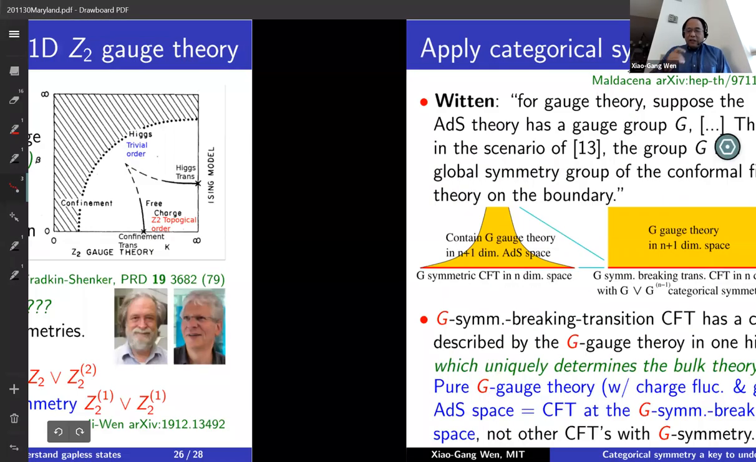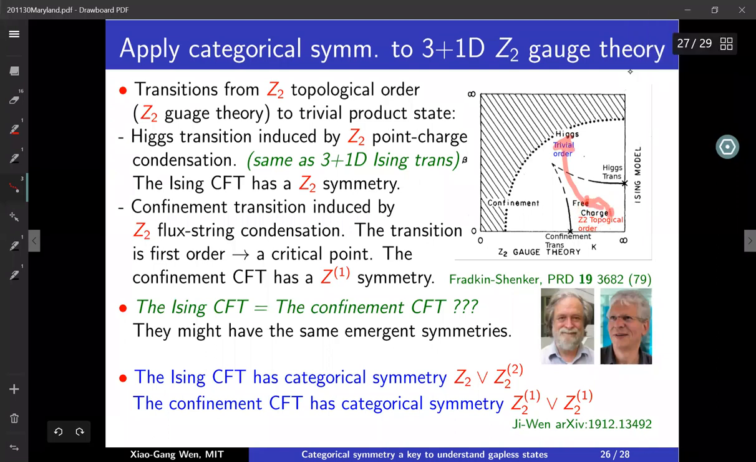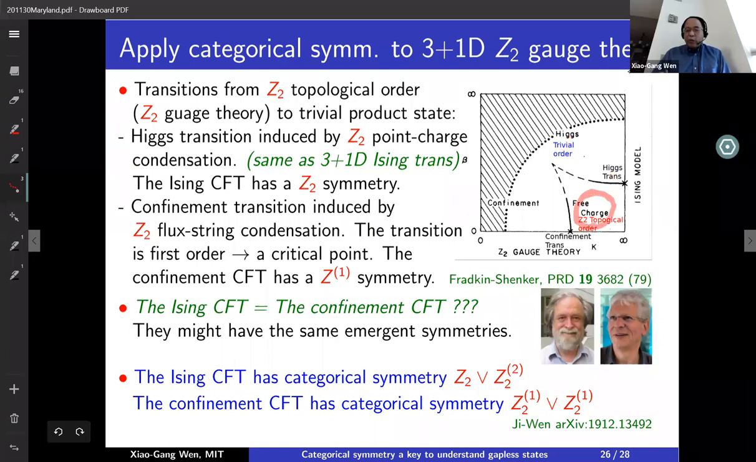There's a well-known example where there's a Z2 gauge theory, or a Z2 topological order here, and it can have a phase transition going to the trivial phase. But this transition can go through the Higgs condensation. It's a 3+1 dimensional Z2 gauge theory. Through Higgs condensation, you can go to the trivial phase. Or through the flux loop condensation, you can also go to the trivial phase. So there's an issue: these two transitions, Higgs transition or flux condensation or confinement transition, are they the same transition point? And we know that the flux condensation really is first order. However, if you fine-tune it to make it a second order transition, do we get the same critical point or not? The answer is no.